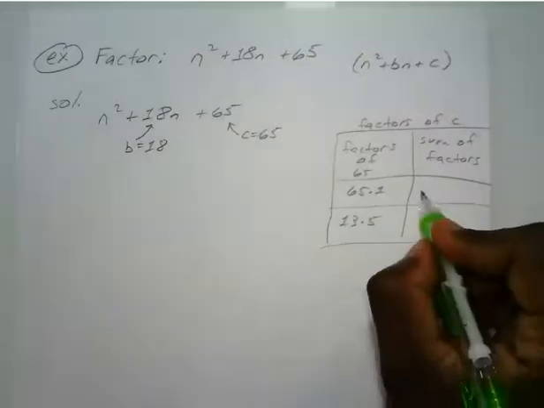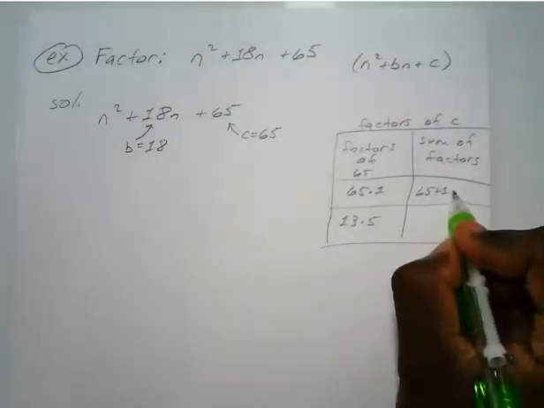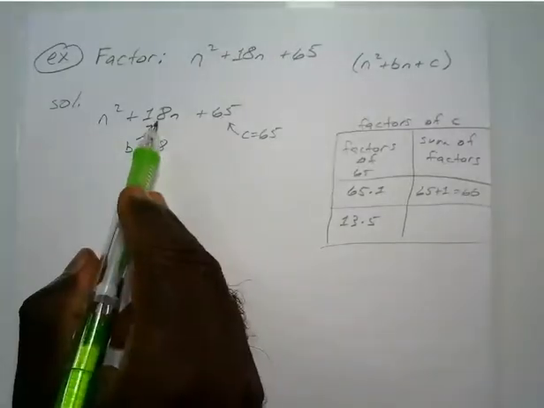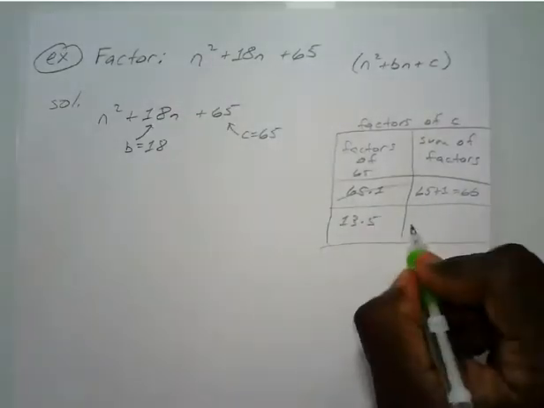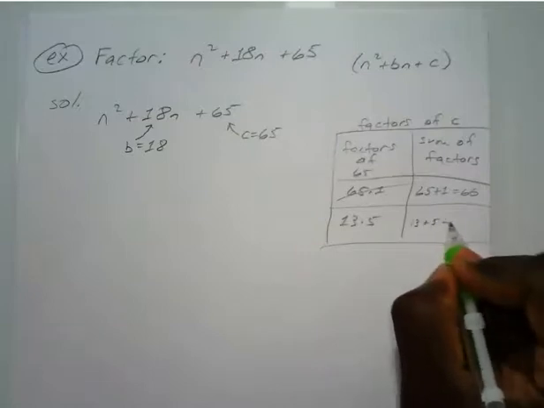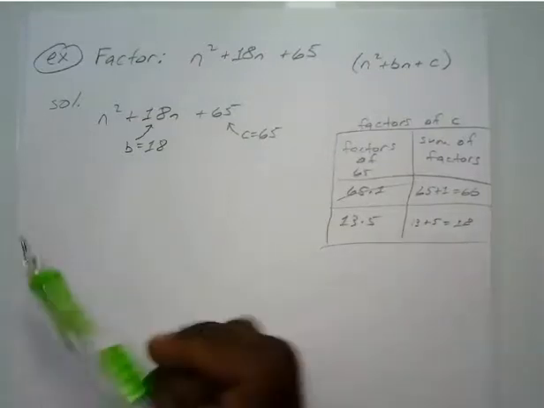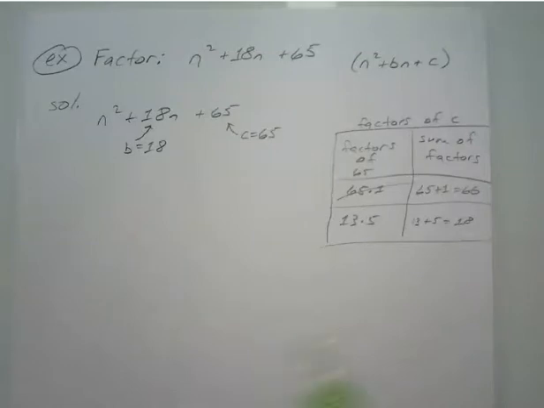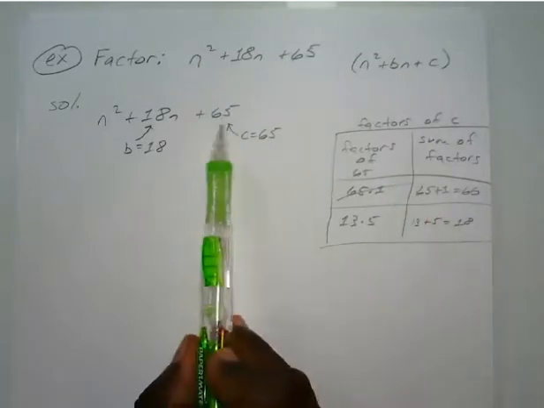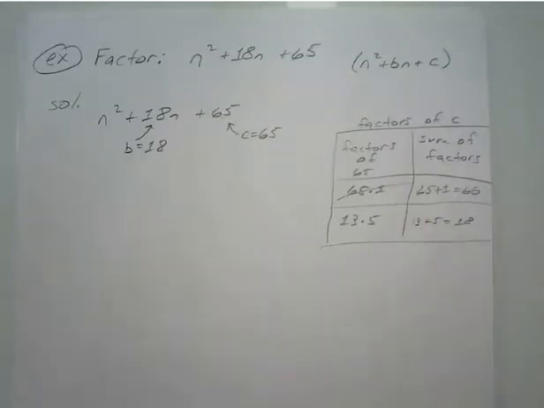So if you do 65 plus 1, you get 66, which is not equal to 18. So can't use that. But if you get 13 plus 5, that's equal to 18, which is your b. So that's the one you want to use. Okay, so whenever you're stuck and you don't know exactly where to start, just make a little chart and factor your c value and say, okay, which one am I going to go with, and just kind of do process of elimination.